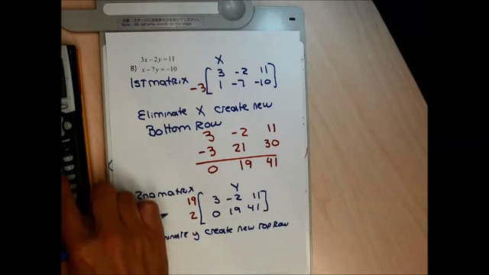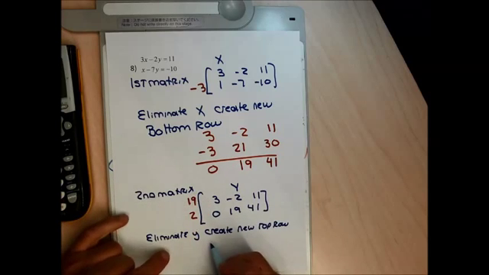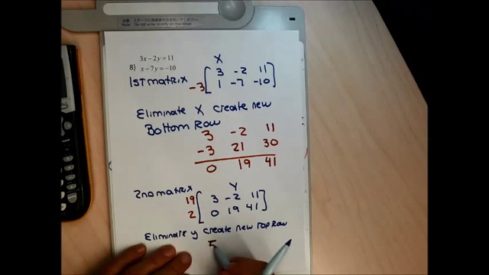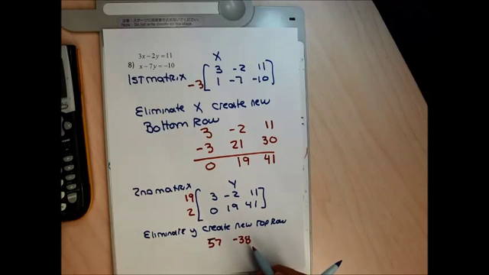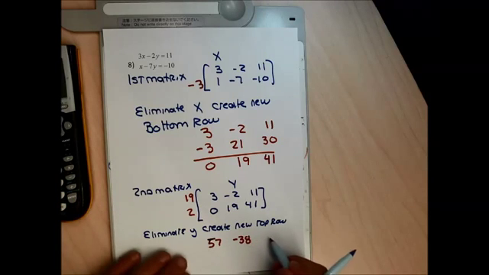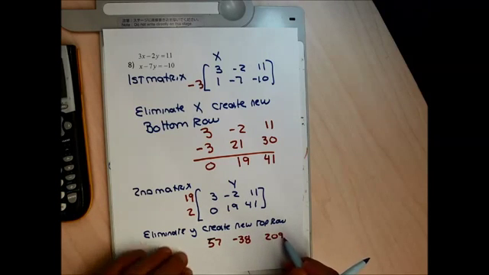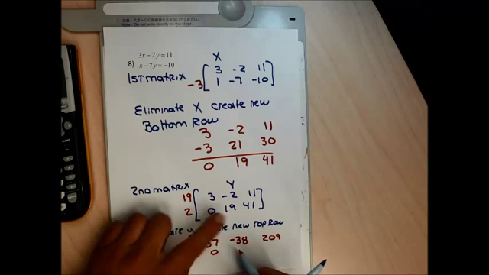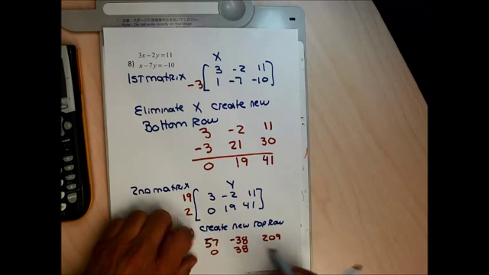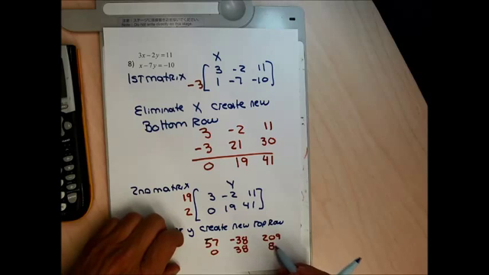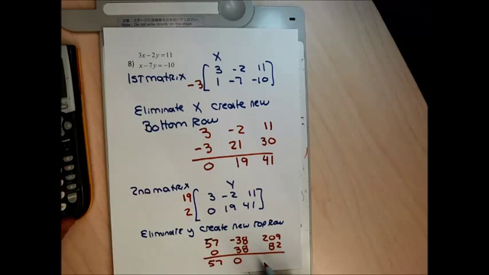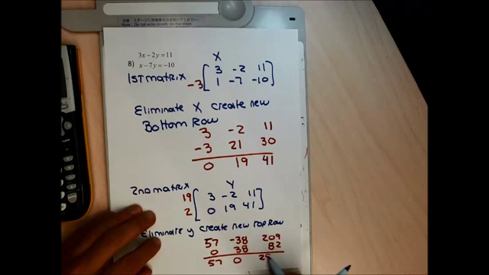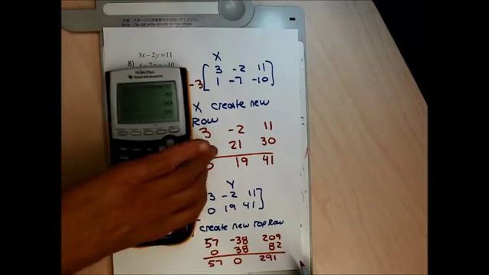So I'm going to go 19 times 3, which is 57. 19 times -2 is -38. And I'm doing it off screen. I don't know what 19 times 11 is, I'm just pressing it on my calculator. It's 209. Bottom row, 2 times 0 is 0. 2 times 19 is 38. 2 times 41 is 82. Add these together, I get 57, 0, and again I can't do 209 plus 82 in my head, I guess I could, it's 291. Now I'm going to see if I can divide 291 by 57.